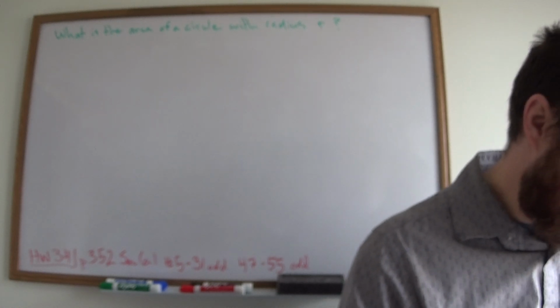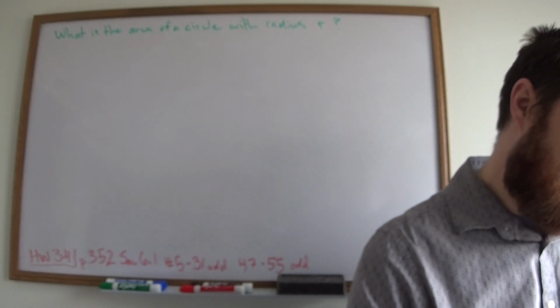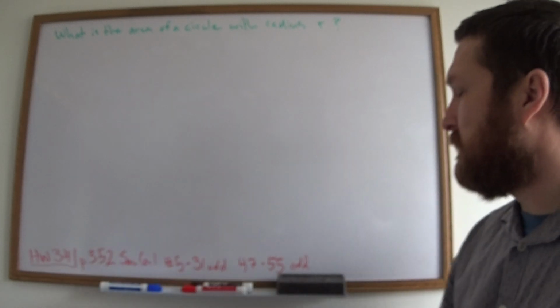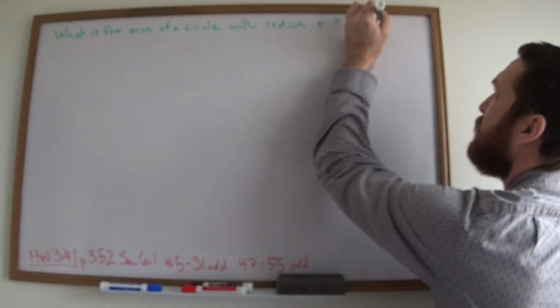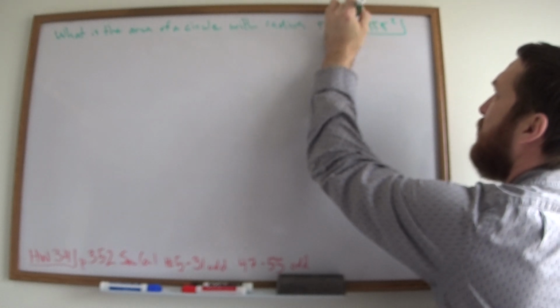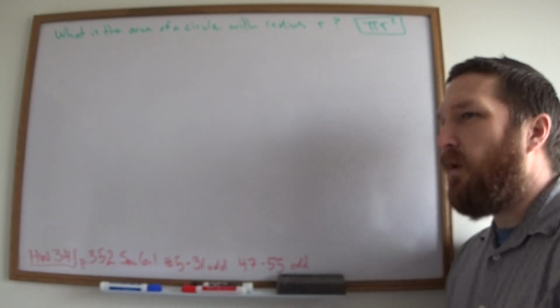Okay, and now start with the question of the day. What is the area of a circle with radius r? Pi r squared. It should be pi r squared. Okay, that's what we've memorized, because obviously we've never proven this. How do we prove it?